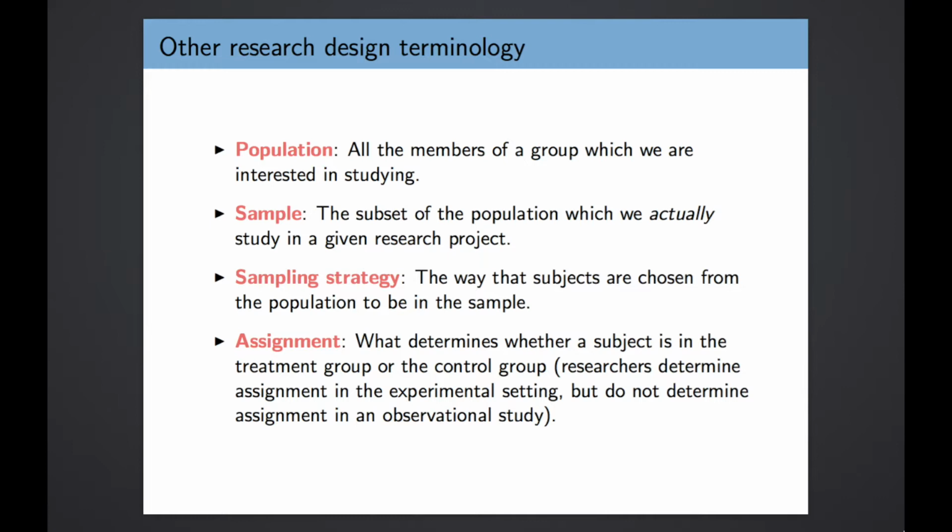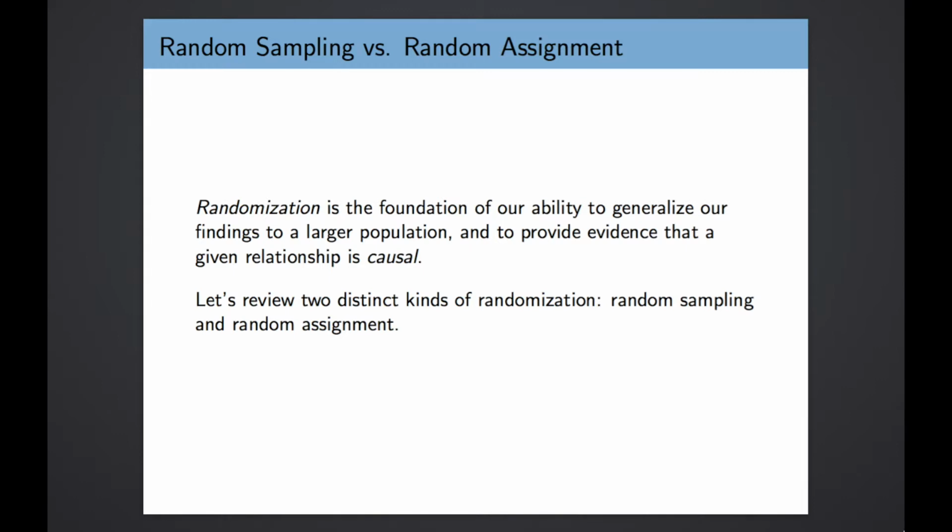That assignment was predetermined, but it was still assignment. It still existed. Treatment groups and control groups still existed, but they were not determined by the researcher. In the last part of this lecture, we're going to talk about random sampling and random assignment and the difference between those two concepts. These are concepts that are going to come up over and over again in this course, so it's important to make sure that we understand them and the difference between them.